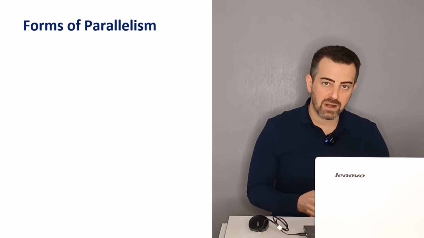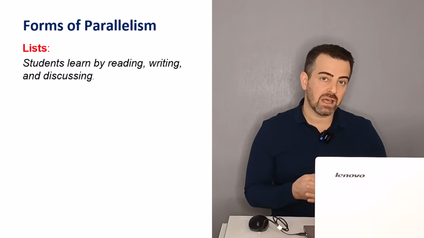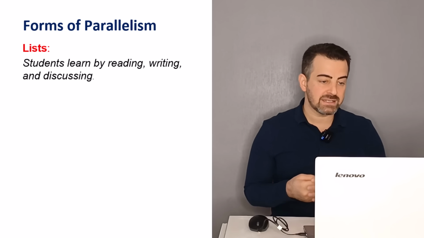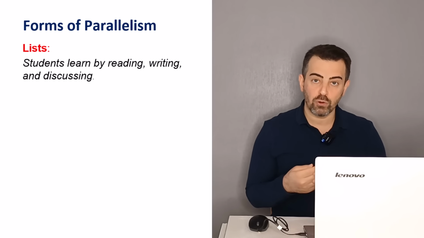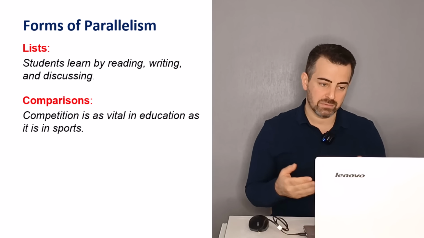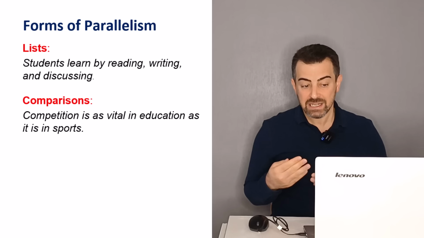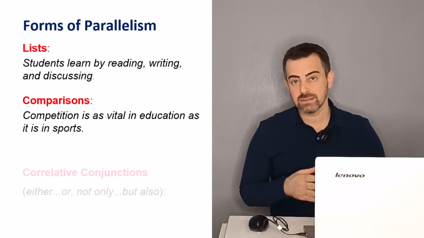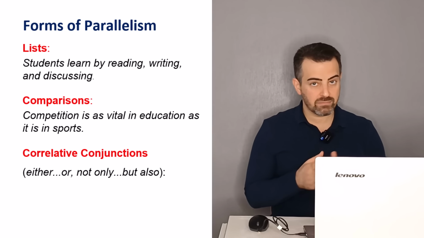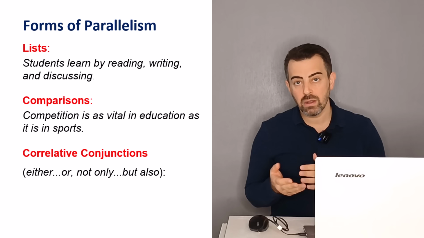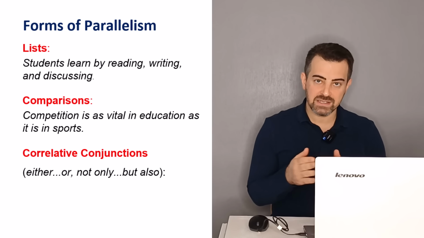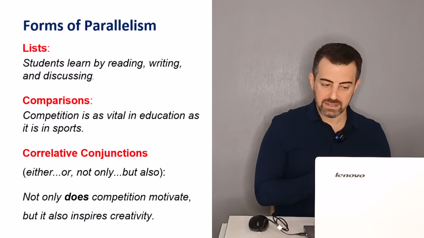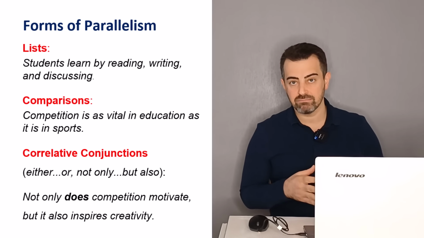There are different forms of parallelism. One of them is a list. For example, students learn by reading, writing, and discussing. Another form is comparisons. For example, competition is as vital in education as it is in sports. Another popular form is correlative conjunctions. Either or, neither nor, not only but also, and these types of sentences. For example, not only does competition motivate, but it also inspires creativity.